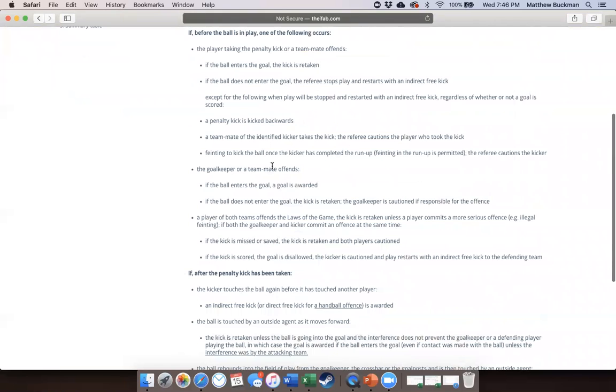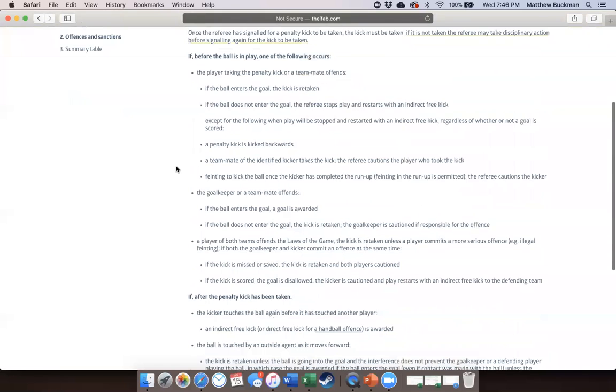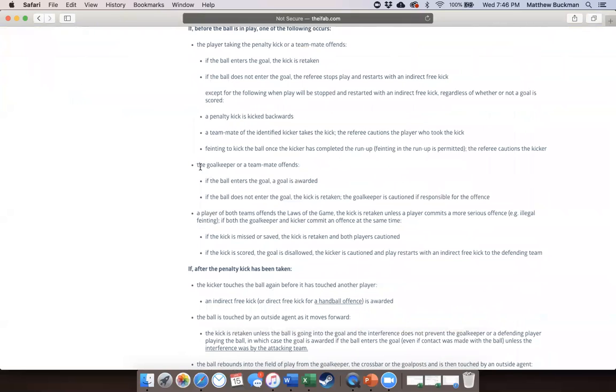If the goalkeeper or a teammate offends, meaning if this is the defensive team now, if the defensive team commits the offense, if the ball enters the goal, we award the goal and we don't worry about it. If the ball does not enter the goal, the kick is retaken and the goalkeeper is cautioned.